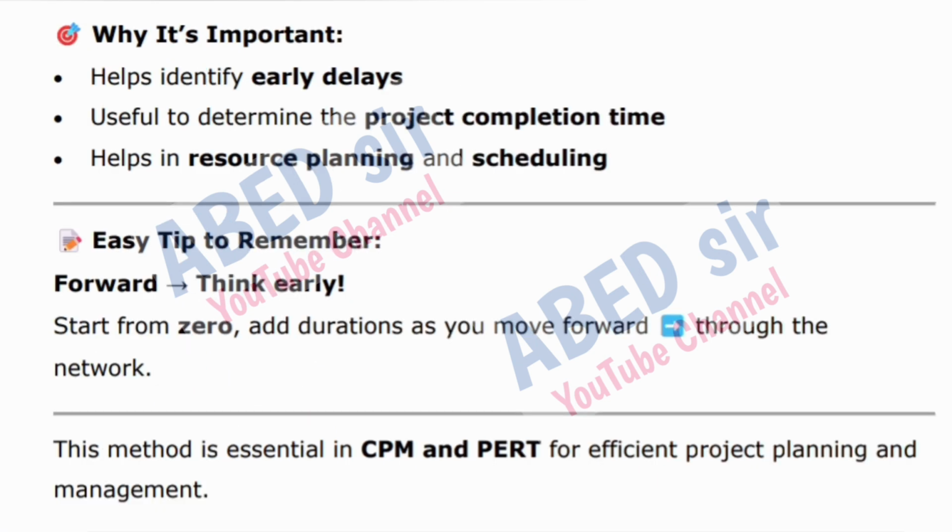Why it's important? Helps identify early delays. Useful to determine the project completion time. Helps in resource planning and scheduling. Easy tip to remember: forward, think early. Start from 0, add durations as you move forward through the network. This method is essential in CPM and PERT for efficient project planning and management.